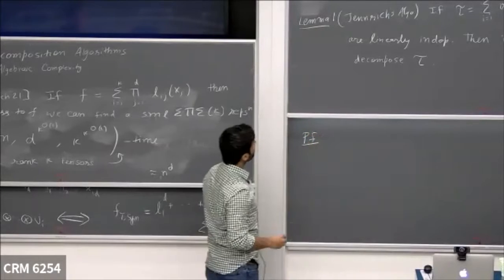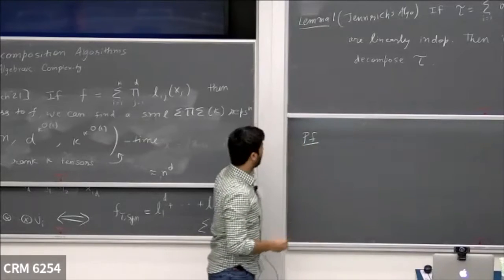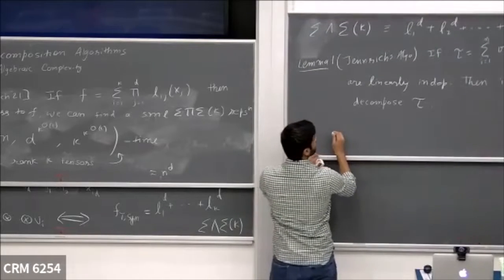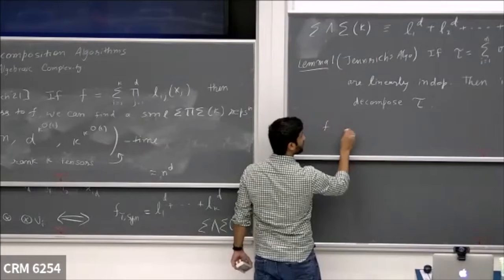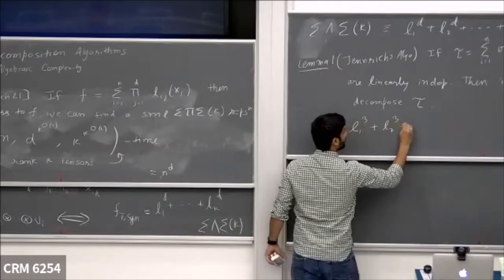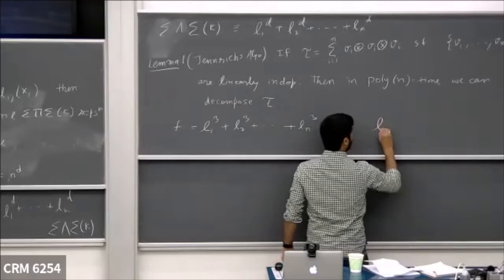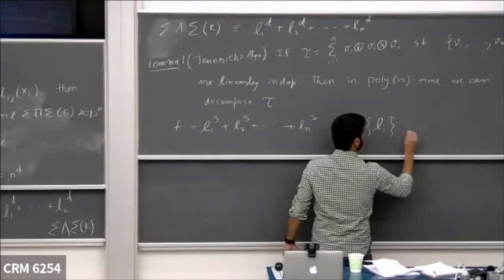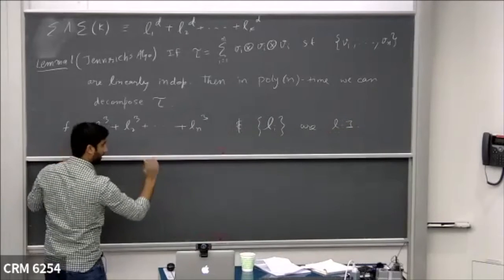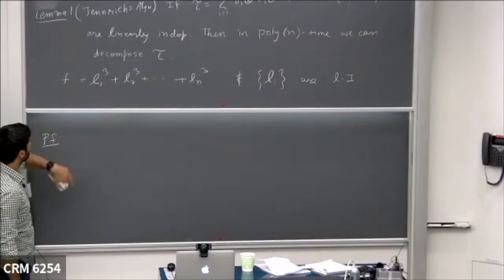I mean, you can do this for general tensors. For simplicity, I'm just doing it for a three-dimensional tensor. But the proof actually just scales. So just recall, we can look at f tau sim. I'll just drop the tau sim for now. And we have L1 cube plus L2 cube dot dot Ln cube, and the polynomials Li's are linearly independent. So this is the setting in the language of polynomials, and we want to learn this decomposition. We know one exists, we don't know what it is.